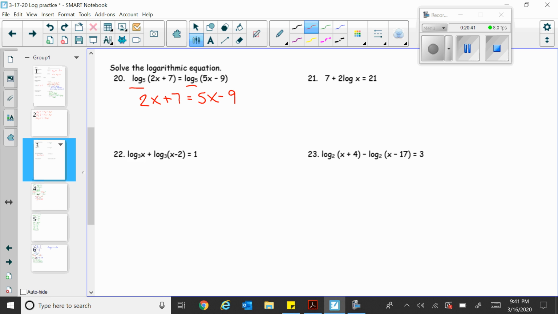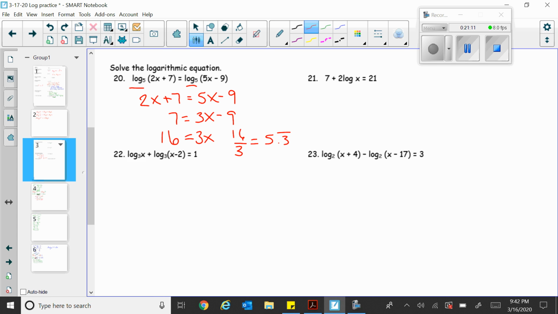This would be an algebra 1 concept, so don't get lost in the algebra 1 stuff. Subtract 2x, and you get 3x. Then add 9, and you're going to get 16. Then divide by 3. If you divide by 3, you get 16 thirds, which is the same thing as 5.3 repeating.